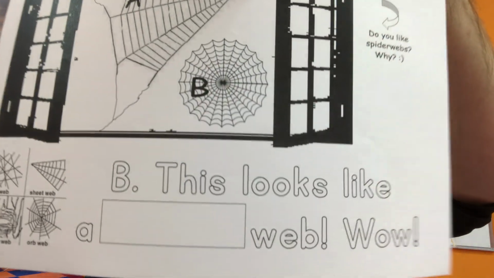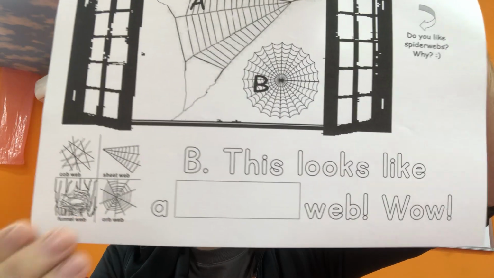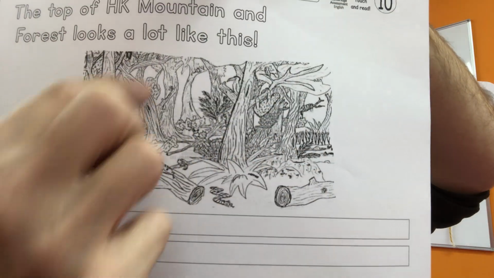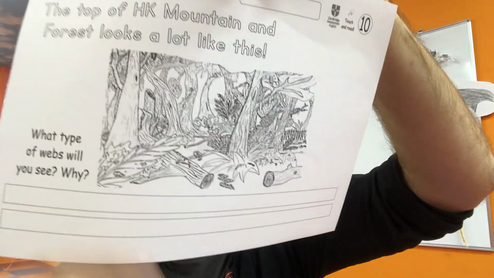And here's number nine. Number nine, it's talking about B, so be careful. This looks like what kind of web? Here's your little index over here. What does that look like? A bit of a review. And here, let me help you out. You're walking up HK Chiba Mountain and Forest, and you get to the top. And the top is flat. The top looks a lot like this. What type of webs will you see? And why? Look at that, it's true.